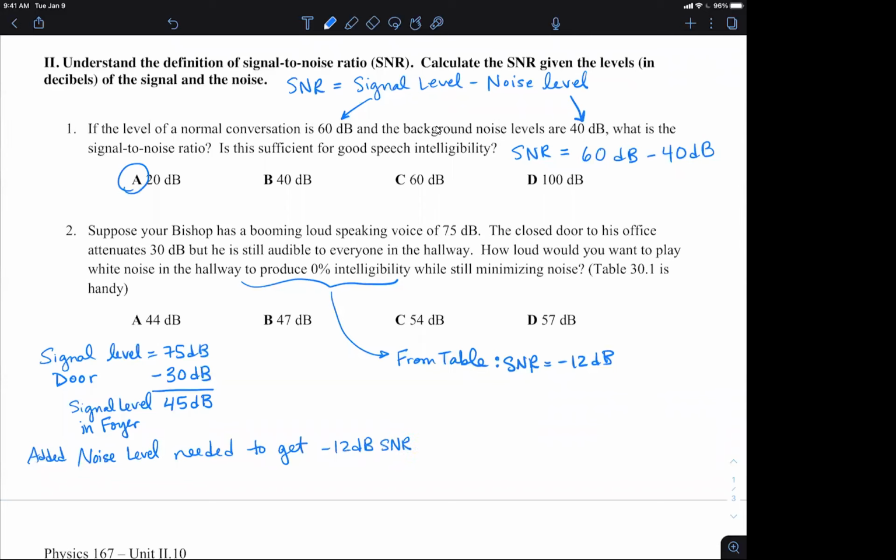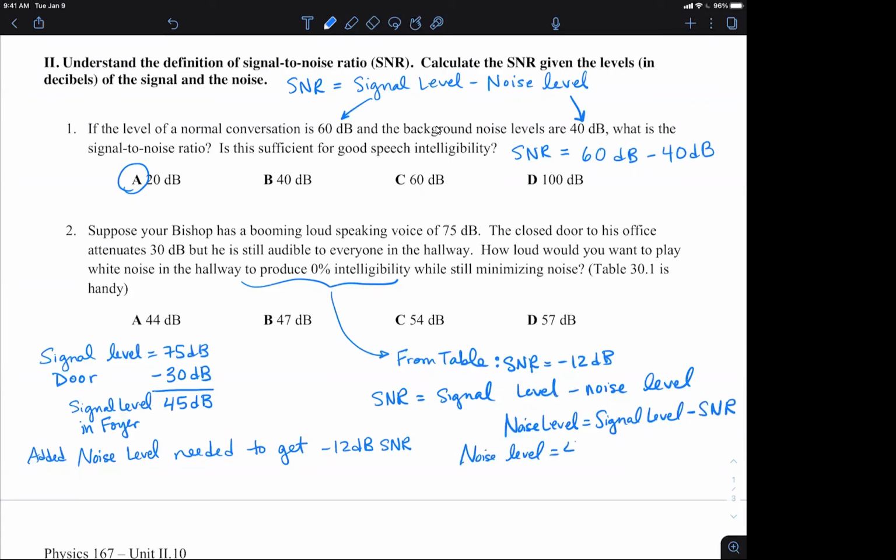So if we go to the signal to noise ratio formula as the signal level minus the noise level, we can solve that, rearrange our equation, and get that the noise level is equal to the signal level minus the SNR, the signal to noise ratio. So the noise level that's needed is going to be that 45 dB signal that reaches the foyer minus a negative 12 decibels, which turns into a positive. And so that's 45 plus 12, which is 57 decibels.